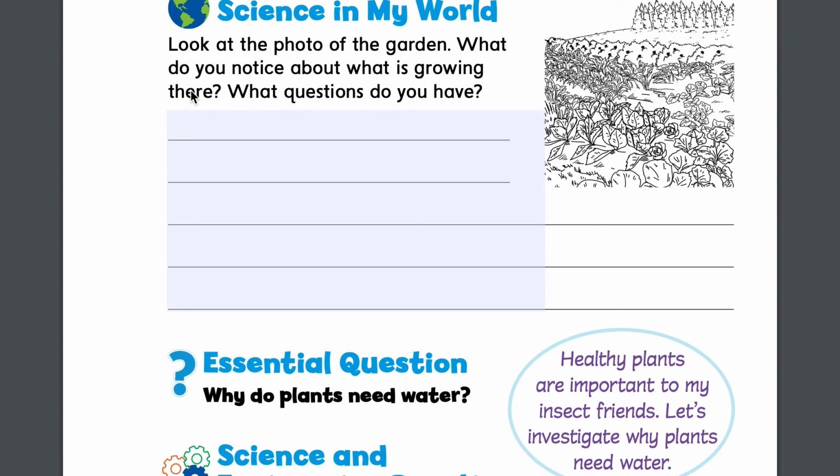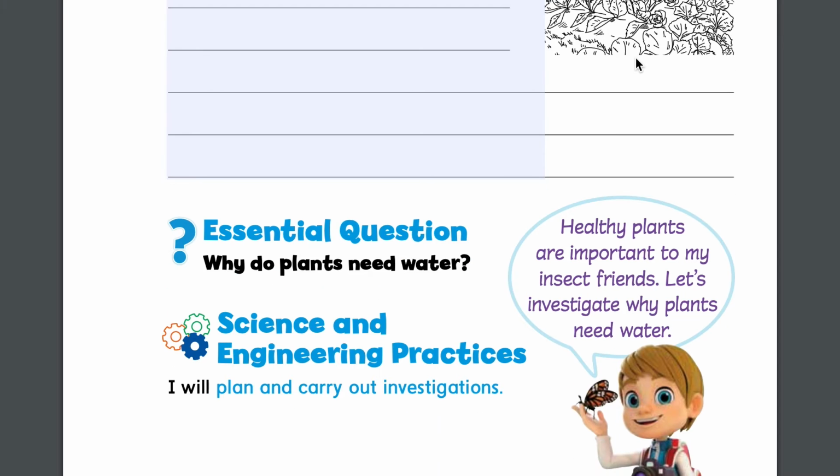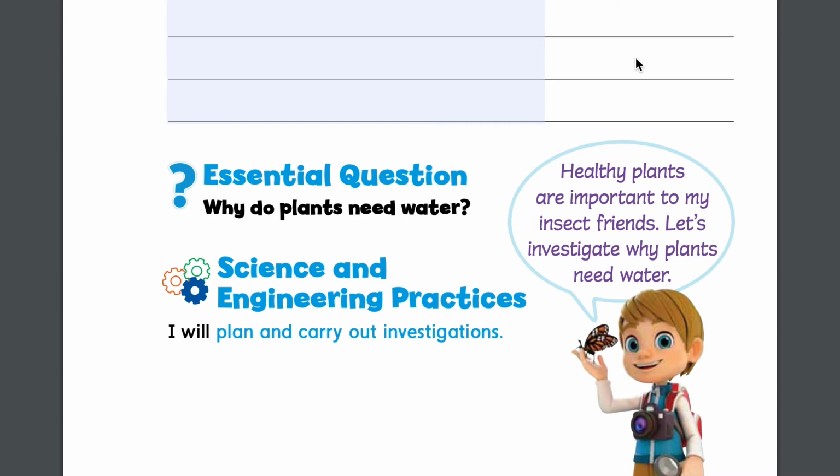Look at the photo of the garden. What do you notice about what is growing there, and what questions do you have? So again, look at the different types of plants. You might ask, do some need more sunlight than others? Do some grow faster than others? If so, why? So the question we're going to be looking at is why plants need water.